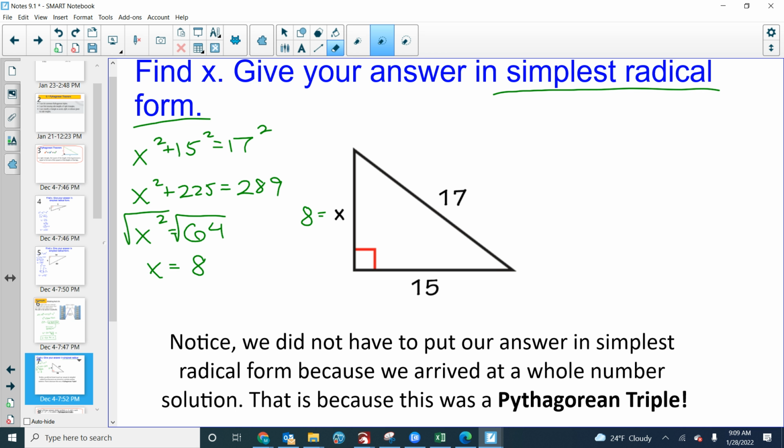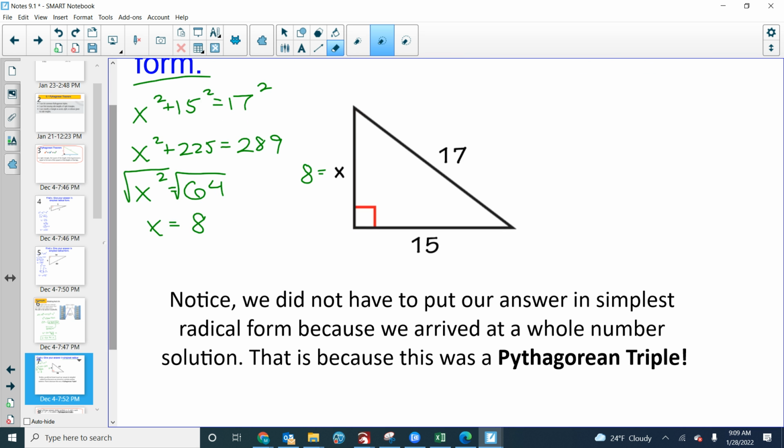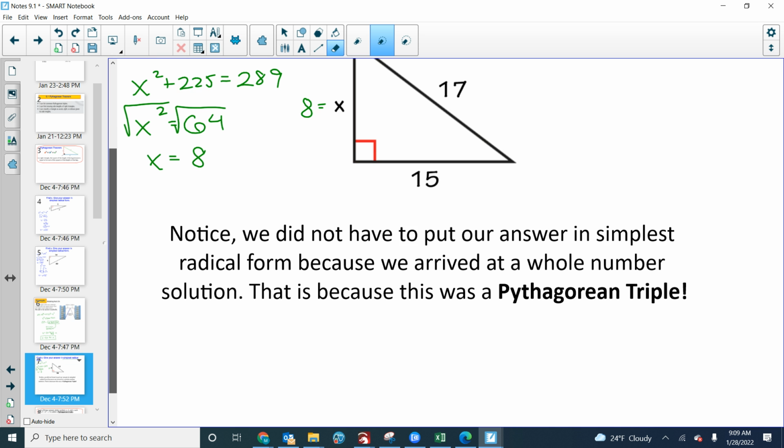Notice, we did not have to put our answer in simplest radical form. It was already done. All right? When all 3 sides of a triangle are whole numbers, it is called a Pythagorean triple. Okay? Pythagorean triple. And it sounds like a new sandwich at McDonald's.